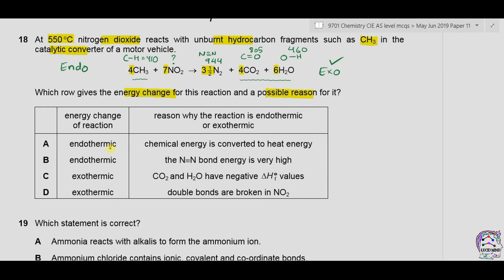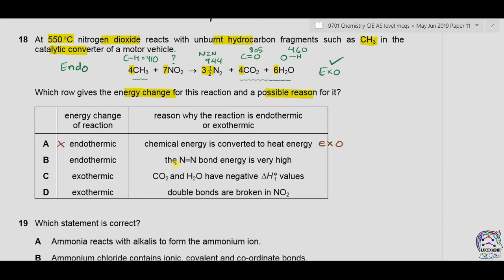A is endothermic, and the reason is that chemical energy is converted into heat energy. Now we know that when chemical energy is converted into heat energy, the reaction is exothermic, it is not endothermic. So A is incorrect.